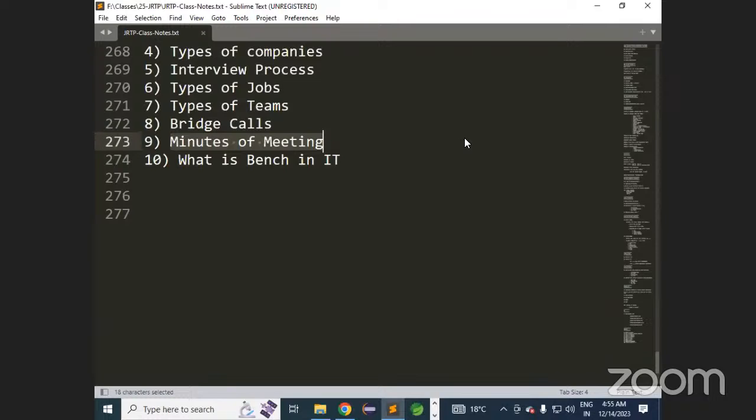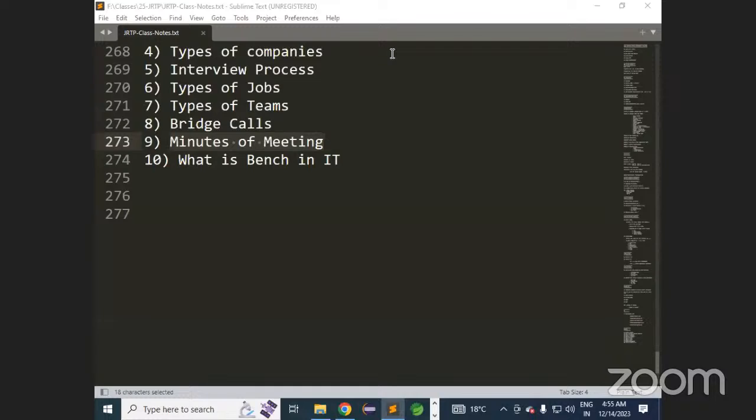Guys, in the online Zoom students, is there anyone who is currently on the bench in your company? Is there anybody who is on the bench in your current company? Yes, two people responded, Venkatesh and Gaurav. Venkatesh has been on the bench for 8 months. See, so many people are on the bench.